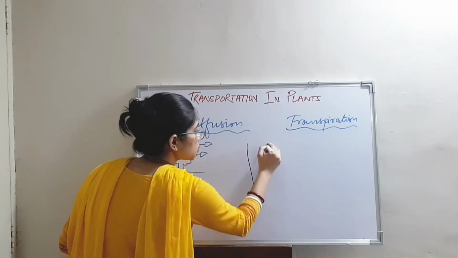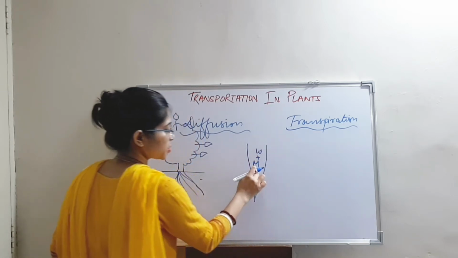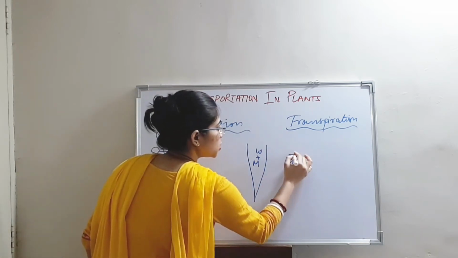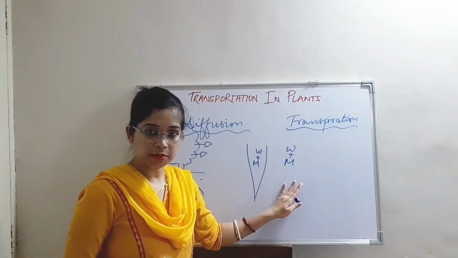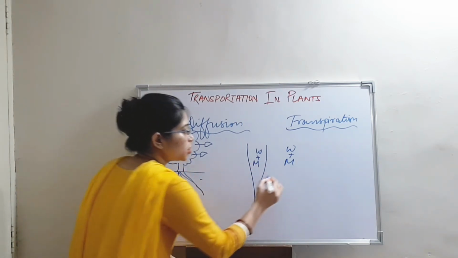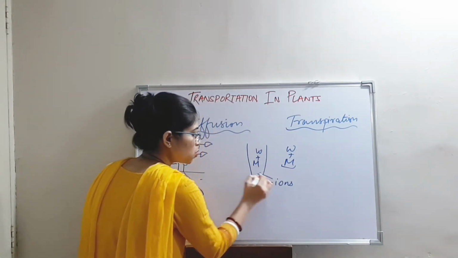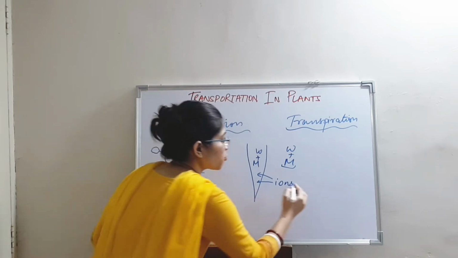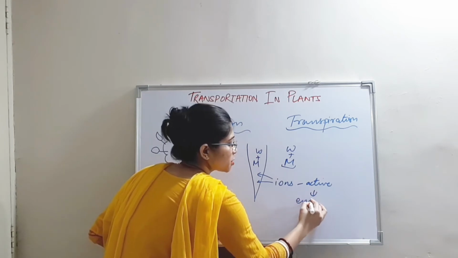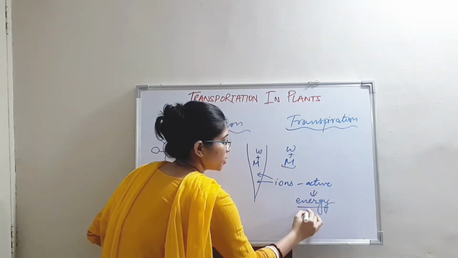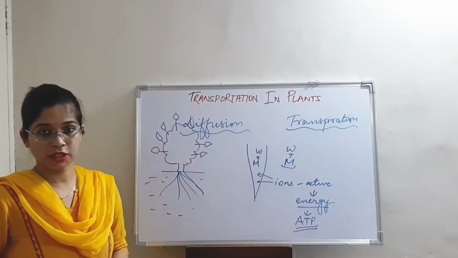For example, this is a single root. We know that water and minerals are present in the root as well as in the soil. But the concentration of water and minerals is higher in the soil as compared to the roots. First of all, the minerals in the form of ions will move into the roots. This takes place with the help of active transport. Active transport means where the utilization of energy is taking place, and this energy is taken from the ATP of the plants only.